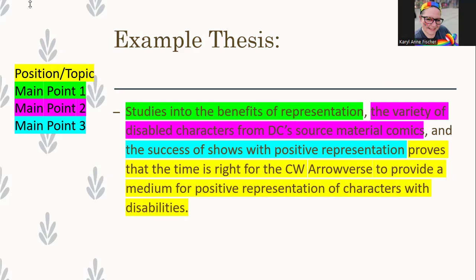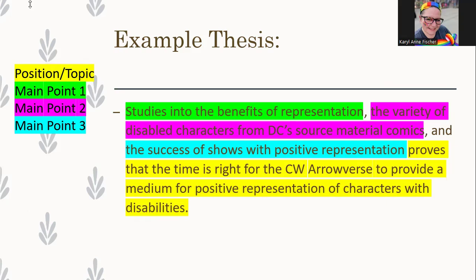That's the overall topic, that these characters are important. And my position is that these shows need to have the characters. My subtopics are the first thing my readers will read after reading this introduction. They'll read about the studies into the benefits of representation. After that, they're going to read about the variety of disabled characters from DC's source material comics. And then last, they'll read about the success of shows with positive representation.